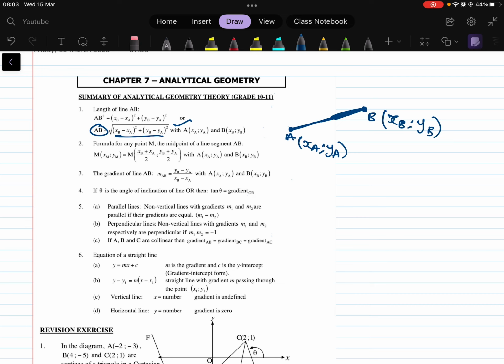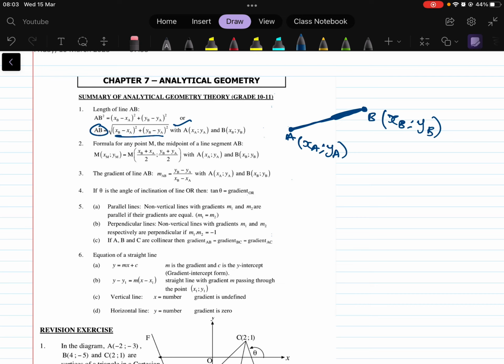As for the gradient between A and B, the gradient can either be positive or negative. You just need to substitute here properly, and then you will see the outcome if it's positive or negative. If it's positive, it means the line is slanted to the right. If it's negative, it means the line is slanted to the left, like that. This is for the negative, this is for the positive gradient. So that's basically it.